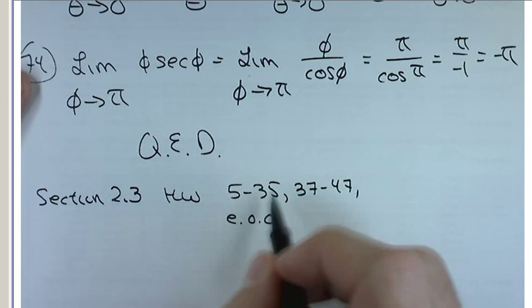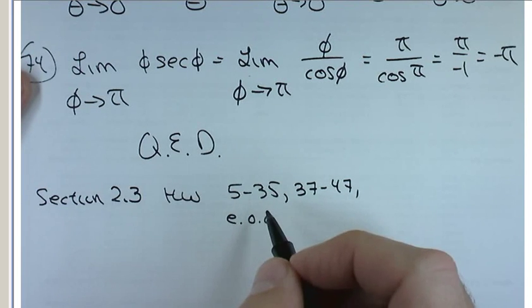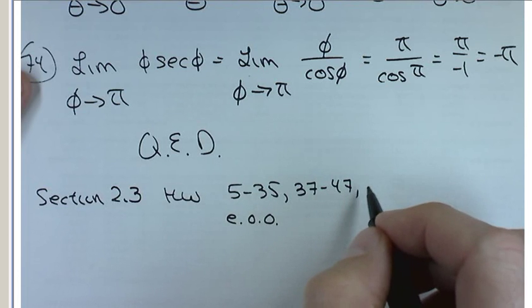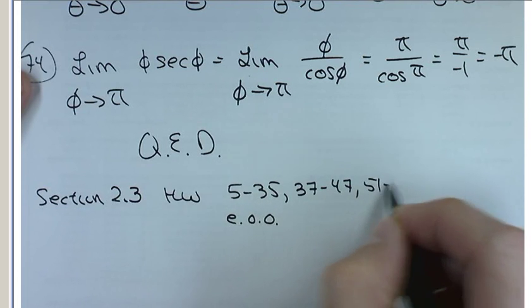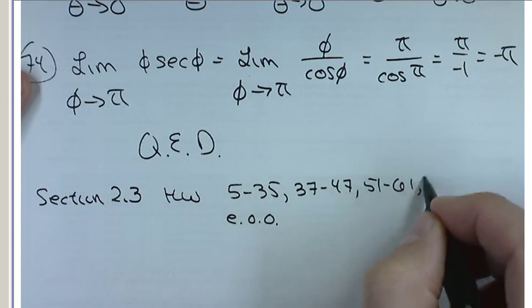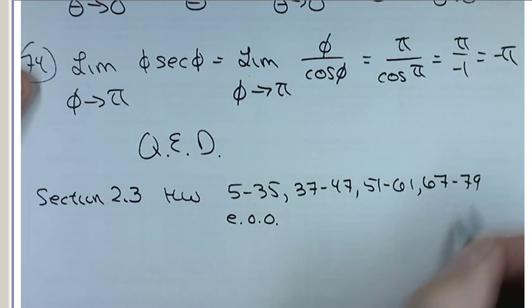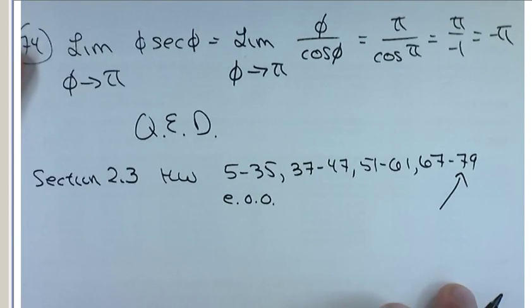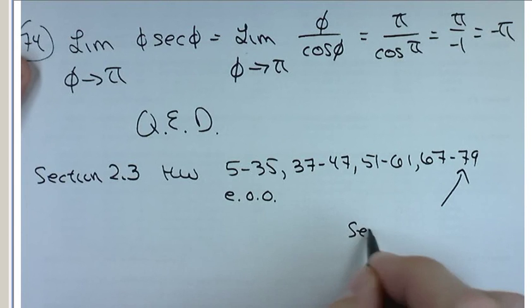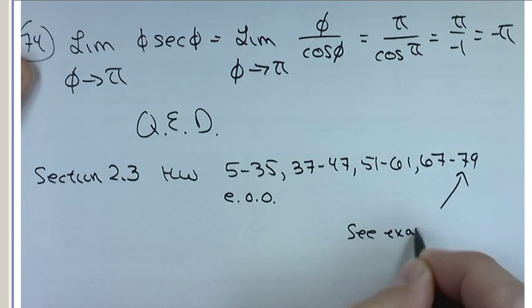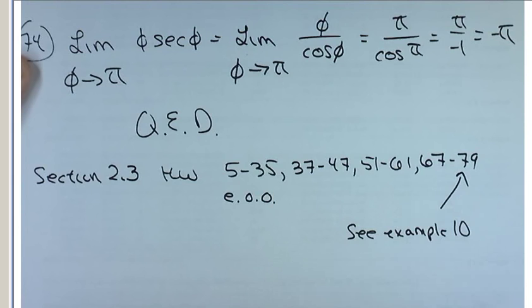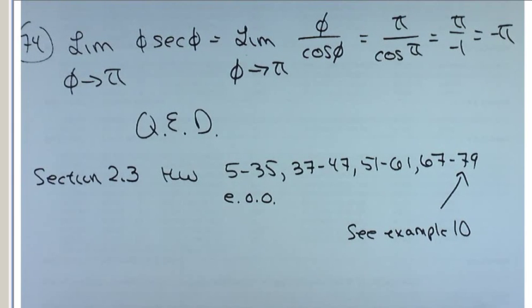Now, if you need more practice, go ahead and do it. 37 through 47, 51 through 61, 67 through 79. Now, in 79 itself, see example 10 in your book. Like I mentioned earlier, I can't always give you examples of every single problem that you're going to face in the book, so here's one of them. But take a look at example 10 from the book.